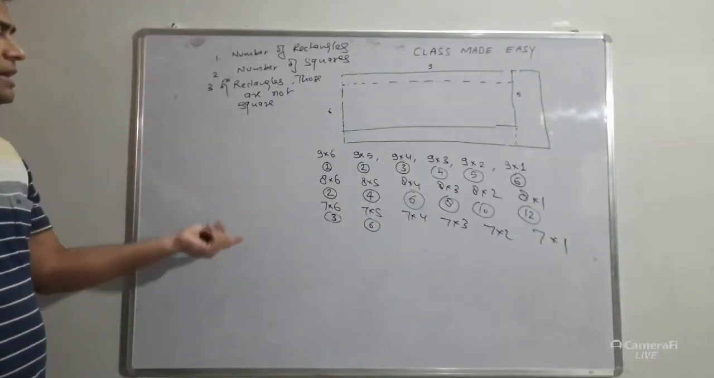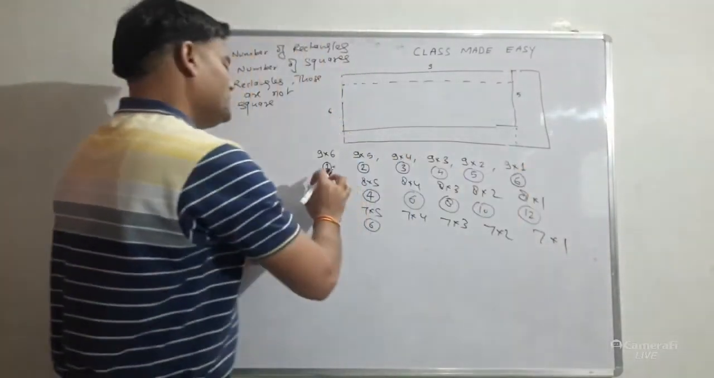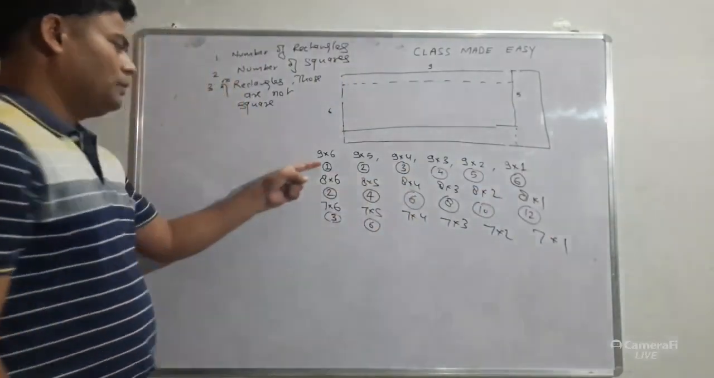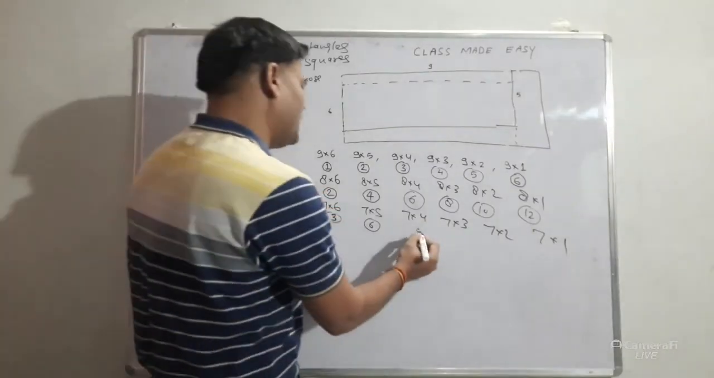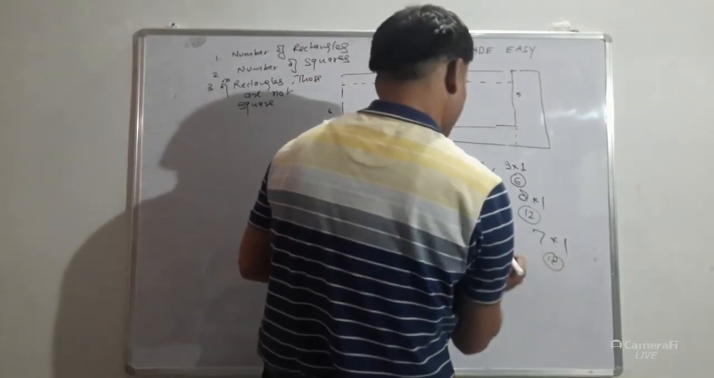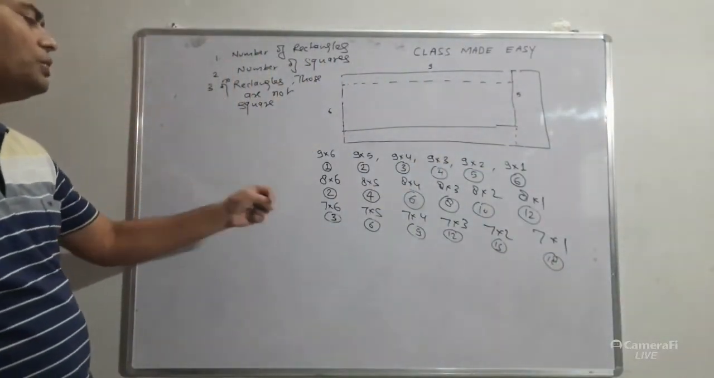So you can easily see the trend. This is 1, 2, 3, 4, 5, 6. These are double of that. These are triple of that. Triple: 1, 2, 3. 3, 6, 9, 12, 15, 18. Like that. So size is reduced.